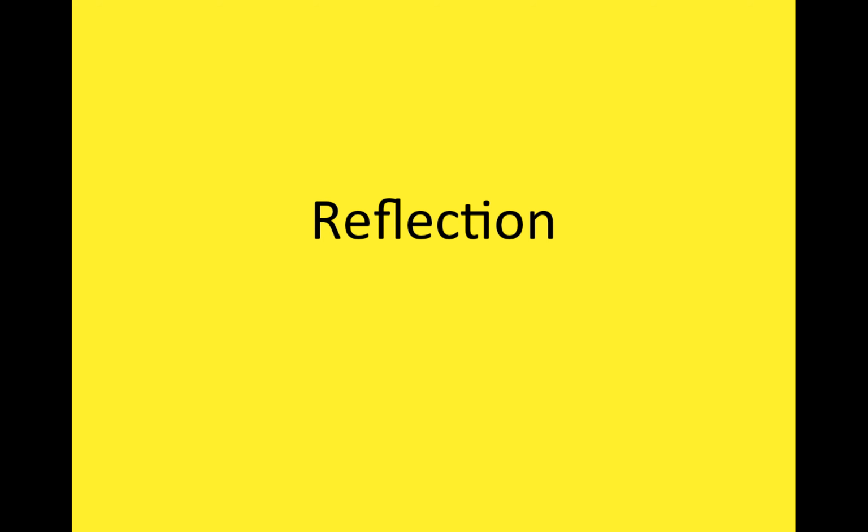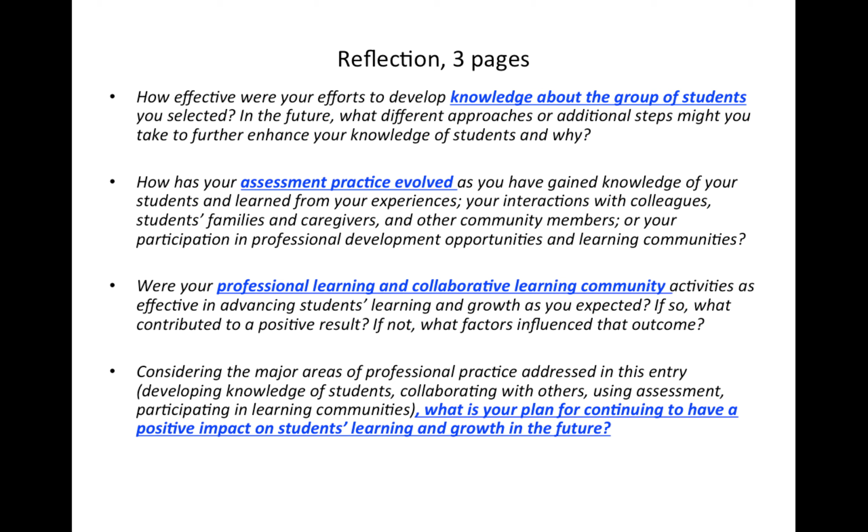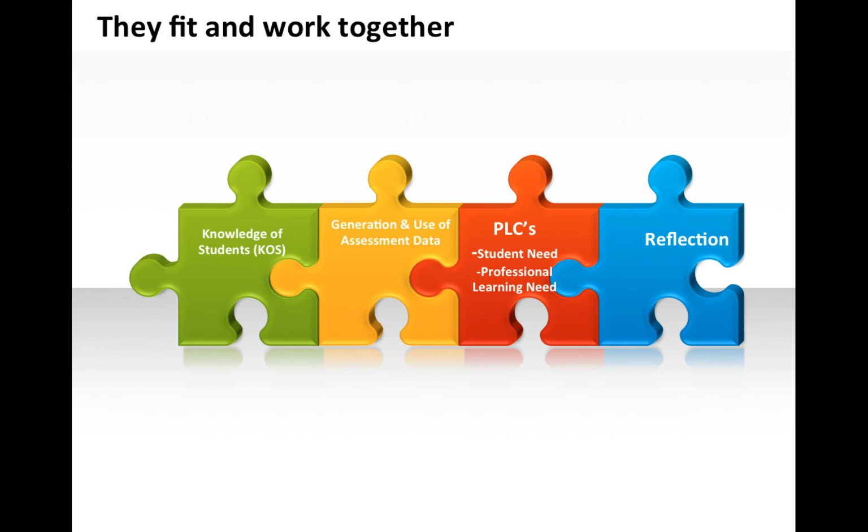Okay. Then your reflection, and again, I love how the reflection is outlined on this. You have 3 pages. You're going to reflect on your knowledge about your students, your assessment practice, how it evolved, your professional learning and collaborative learning communities, and then you're just going to do the reflection that you see with every component. Where do you go from here? Okay? And now I hope you have a better understanding of component 4. I really like component 4, and again, keep in mind that they all do fit together. It makes it so much easier and doable. Do not let anyone confuse you on this, okay?